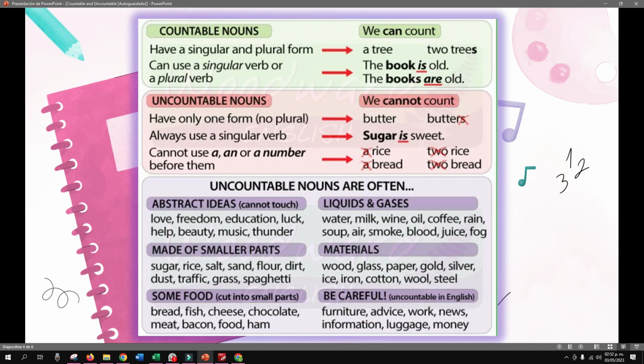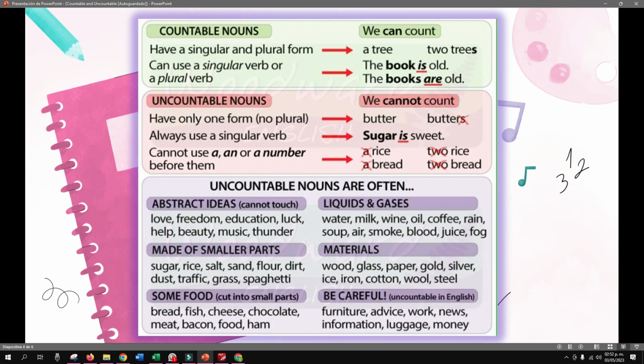Also, some food cut into small parts, like bread. In Spanish, we can say, give me two breads, right? Deme 4 panes, 5 panes, but that is in Spanish. In English, you can say give me a slice or a piece of bread. So you cannot say give me a bread. That is not possible, right?